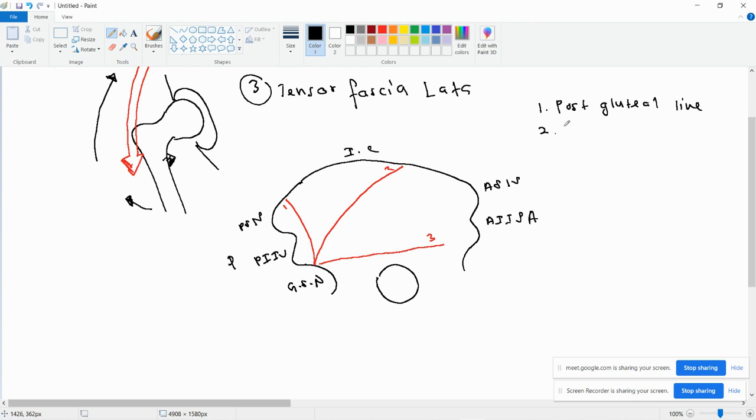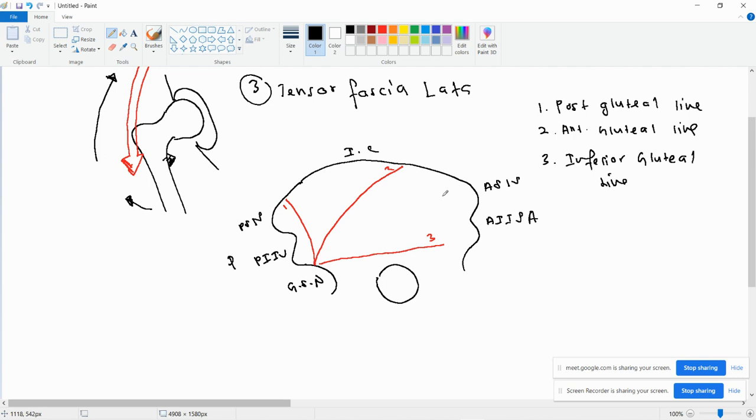Number two, we have the anterior gluteal line. And the last one, the most inferior, is what we call the inferior gluteal line.